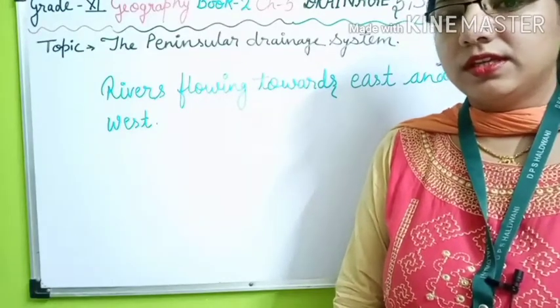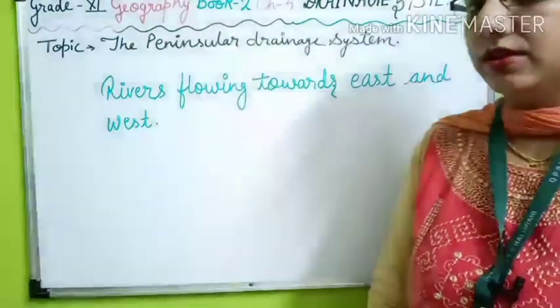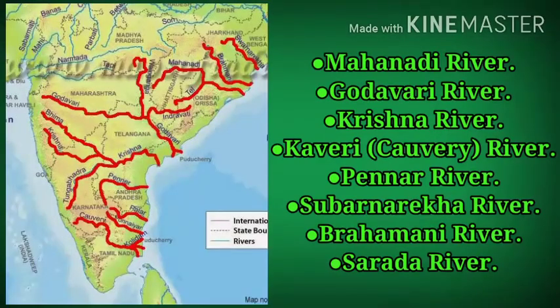So, we can see the east flowing rivers through this given map. There are a large number of rivers flowing towards the east along with their tributaries. There are small rivers which join the Bay of Bengal. Some small ones are the Subarnarekha, the Baitarni, the Brahmani, the Vamsadhara, the Penner, the Palar and the Vaigai, which are important east flowing rivers.